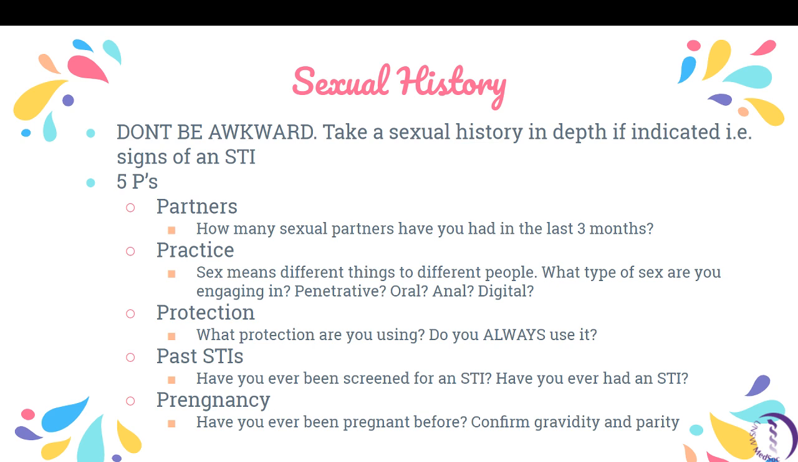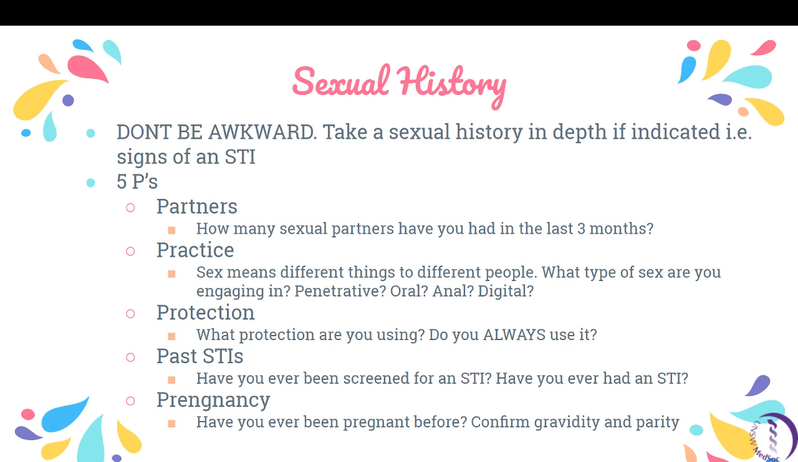Now, like I said, sexual history doesn't come up that much in OSCE, so don't take it unless it's indicated. So if they have the signs of an STI, which will pop up in the next slide. But anyway, with the sexual history, how you remember it is by going through the 5 Ps. So first P is partners. So you just want to know how many sexual partners have you had in the last 3 months.